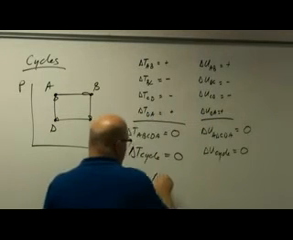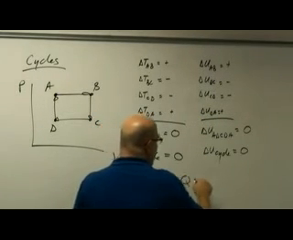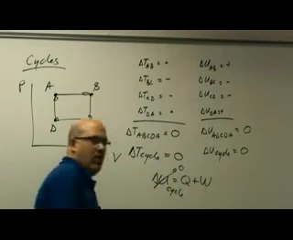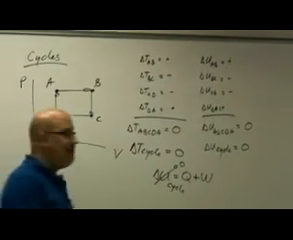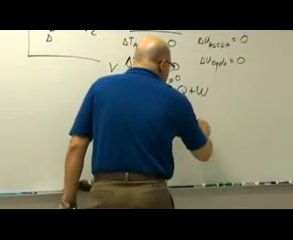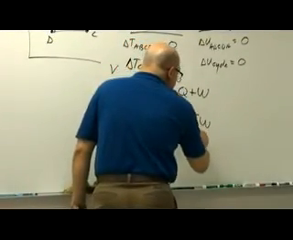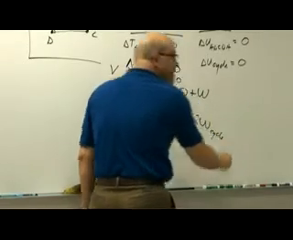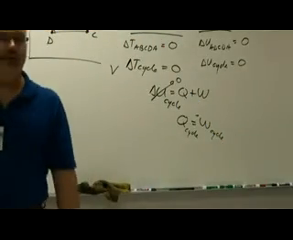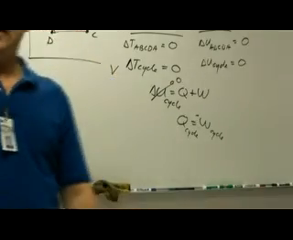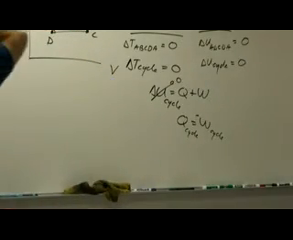Now wait a minute. If delta U equals Q plus W, and for a cycle that's always 0, then what can we always say for a cycle? Q equals W, but one of them's negative for a cycle. The opposite. They'll be the exact same magnitude, but opposite in sign. Right? For a cycle, every time.